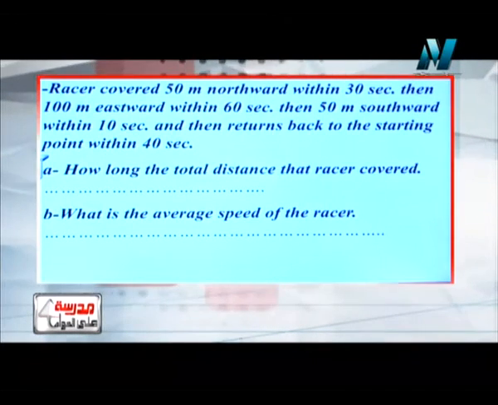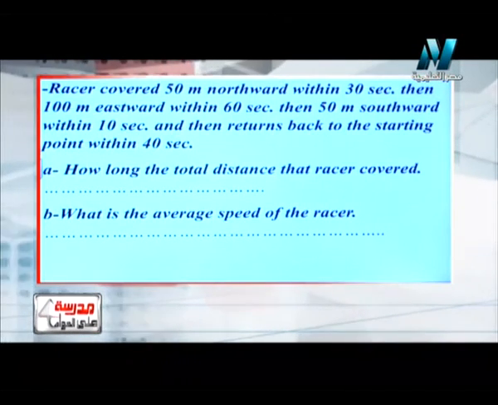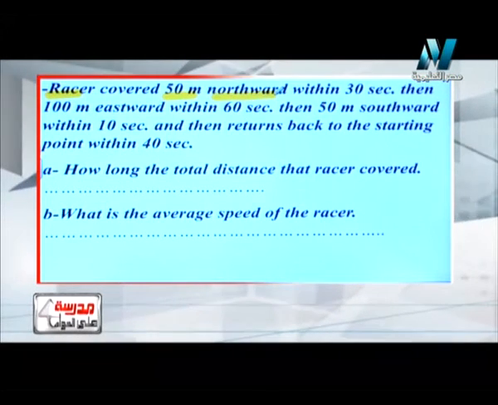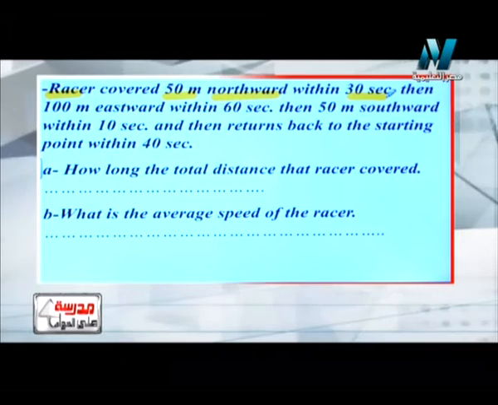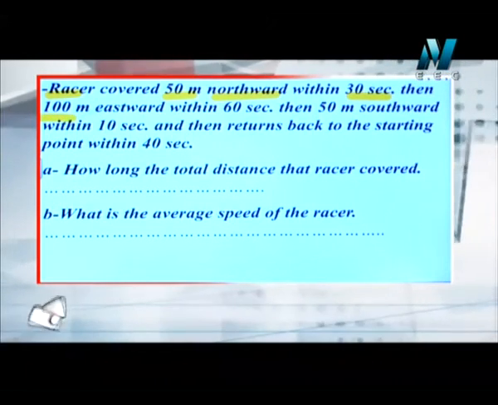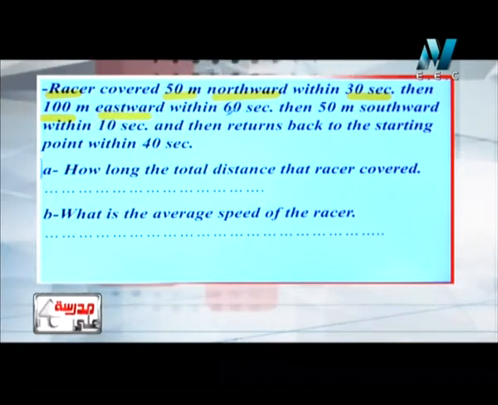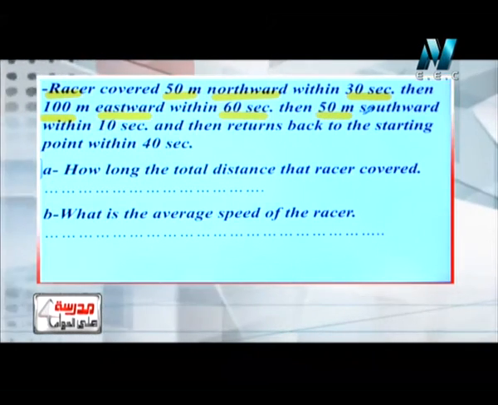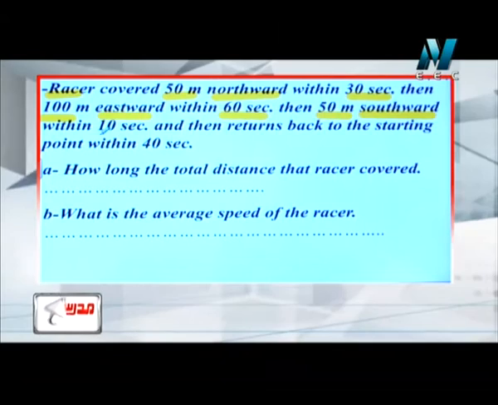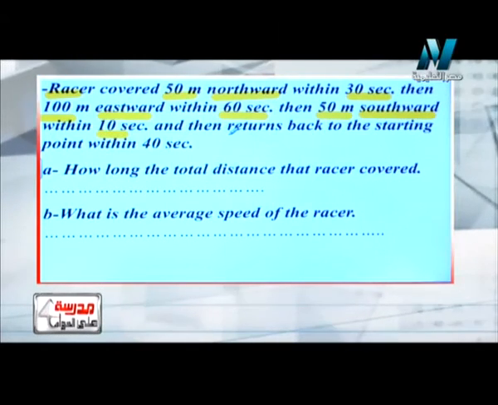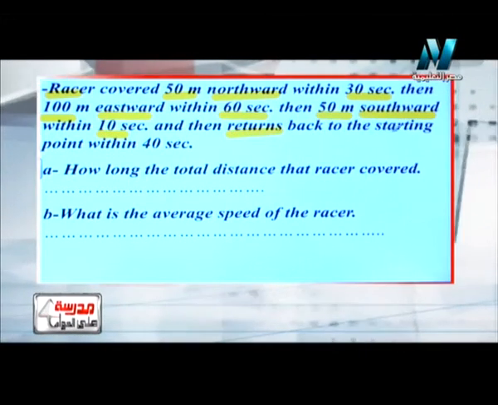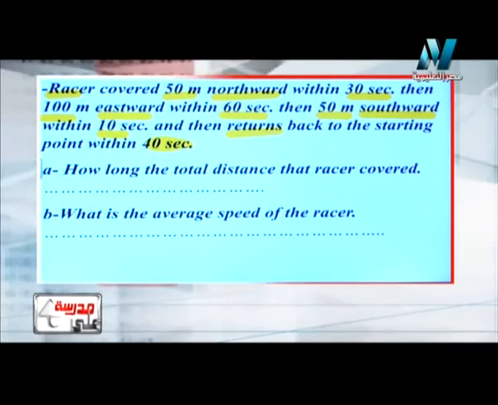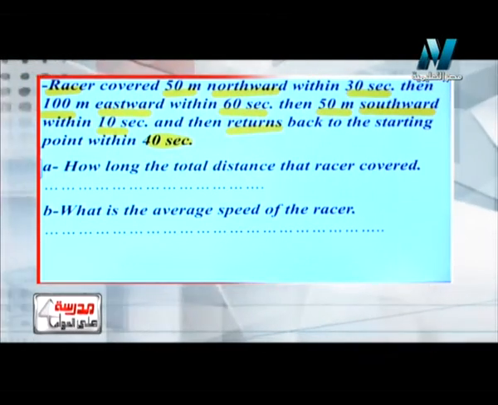Here it says in this problem, a racer covered 50 meters northward within 30 seconds. Then 100 meters eastward within 60 seconds. Then 50 meters southward within 10 seconds. And then returned back to the starting point within 40 seconds. So how long is the total distance that the racer covered?